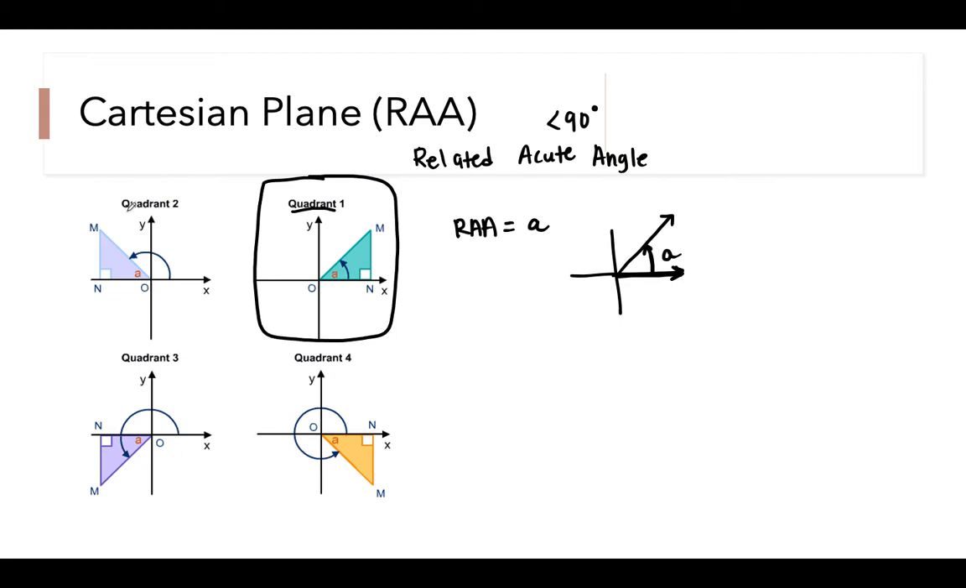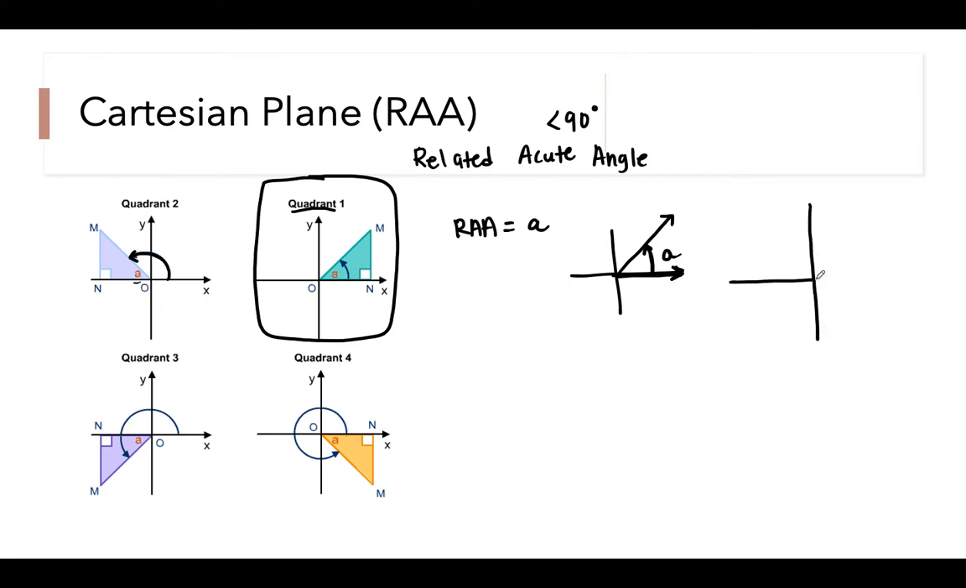Now let's take a look at quadrant 2. In this case, my related angle is letter A, and my principal angle or standard angle is from my initial arm to my terminal arm. Now, one characteristic of the related acute angle that you have to understand is that it's always based on the x-axis.